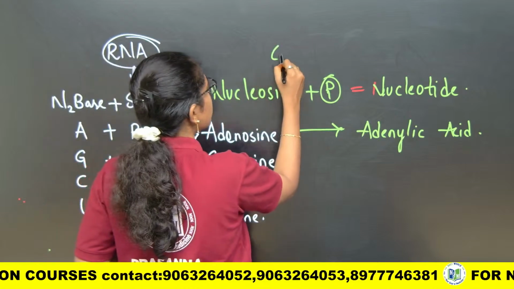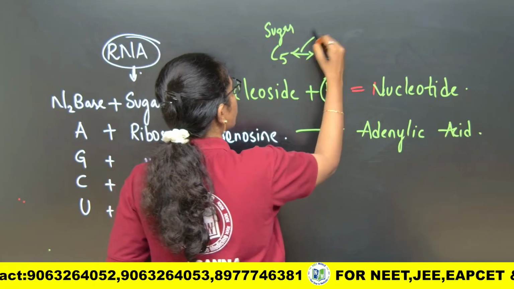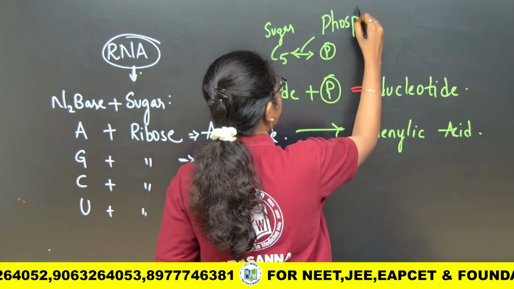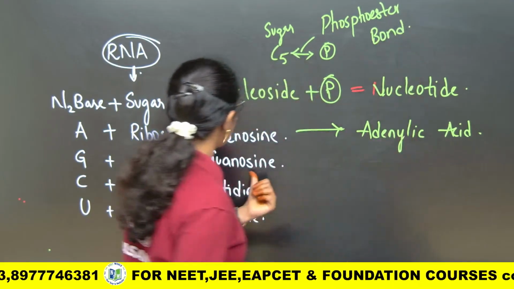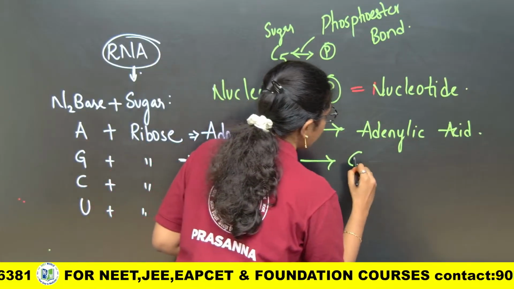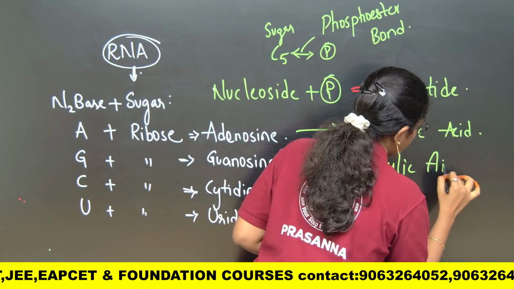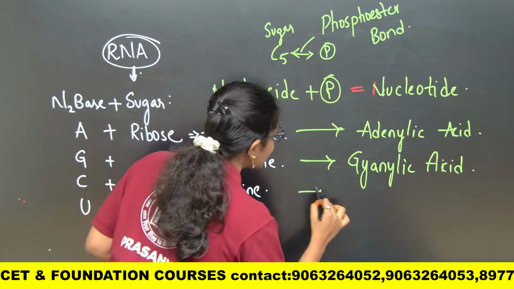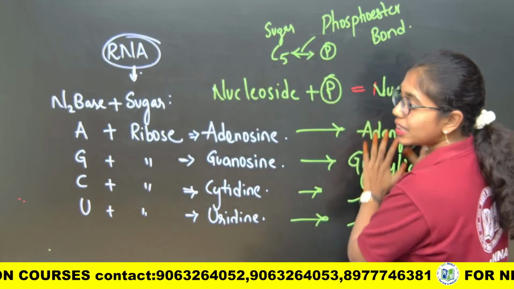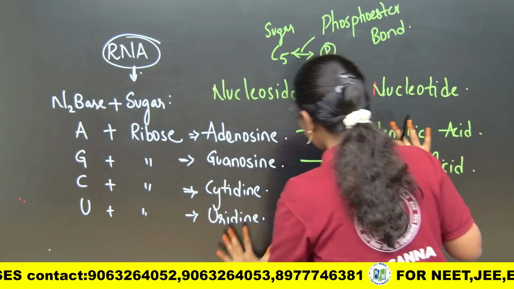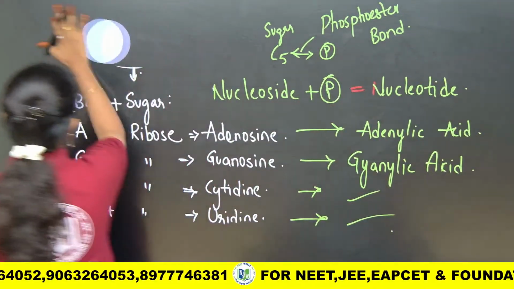Nucleoside where at C5 carbon of sugar is bound to what? Phosphate group. By what bond? Phosphoester bond. Phosphoester bond. Clear? As such, here what do you get? Guanylic acid. And here what do you get? Cytidylic acid, and here uridylic acid. As such, you take down. So this is all about what? RNA's nucleoside, its nucleotides.